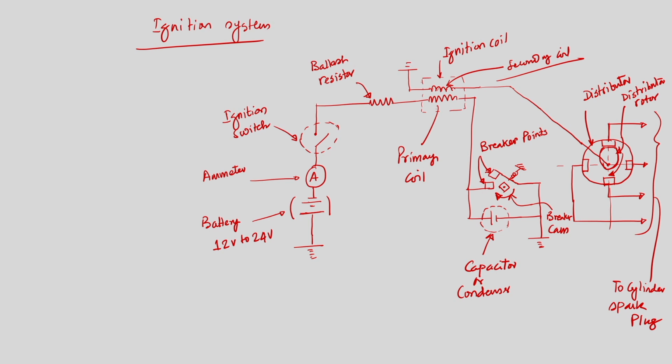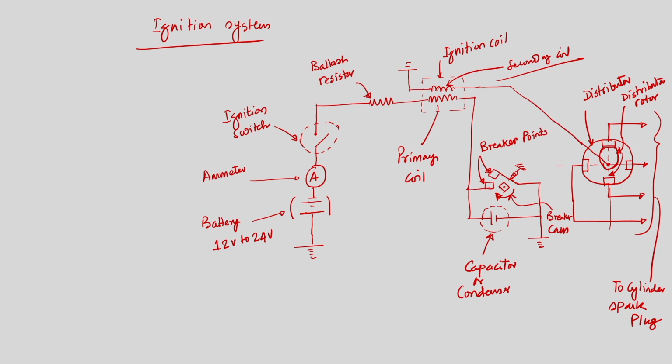So, what is done now? When the breaker points are closed, the current will try to charge the capacitor or condenser, and the moment the breaker points open, the current will tend to be 0. So, that is what we have understood.